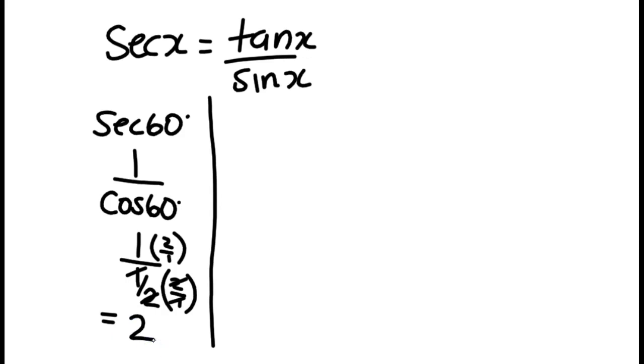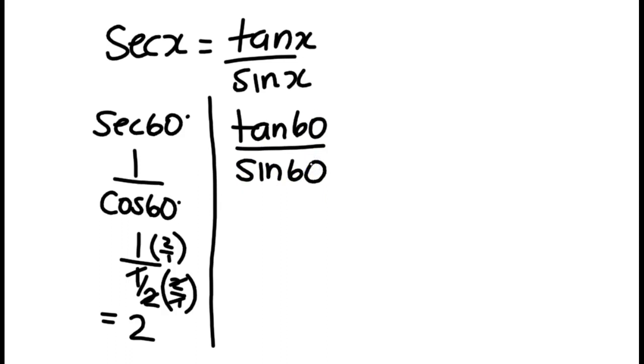So we're saying that secant 60 is equal to 2. So it's going to be a solution if the other side equals 2 also. Okay, because we're saying that secant is equal to tan over sine, so they both have to equal the same thing when we solve them. So we'll sub in the degree, so we'll say tan 60 over sine 60.